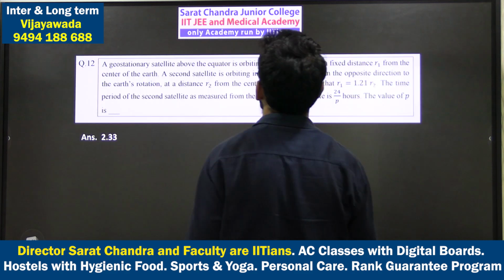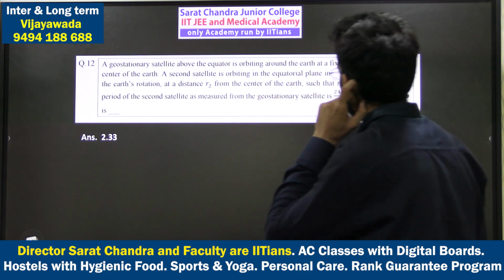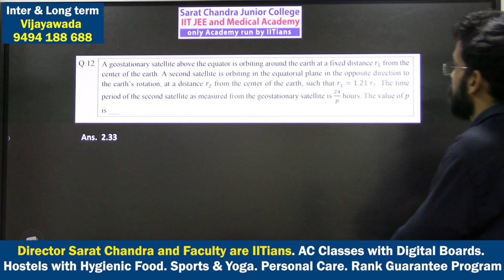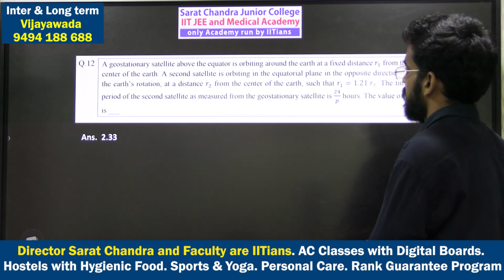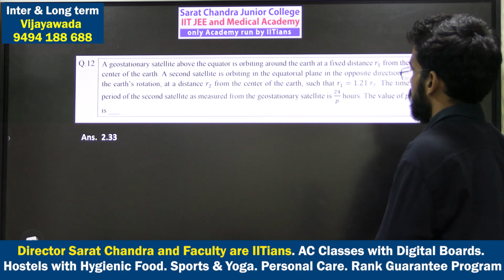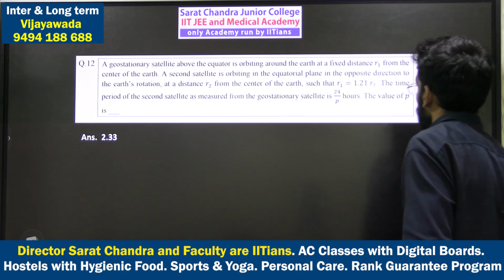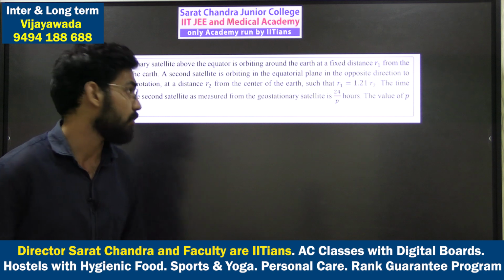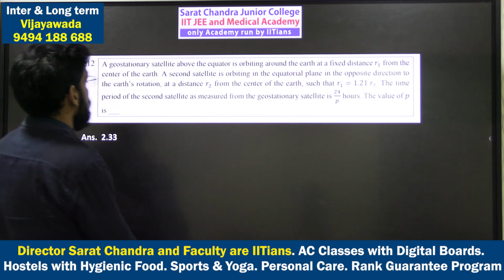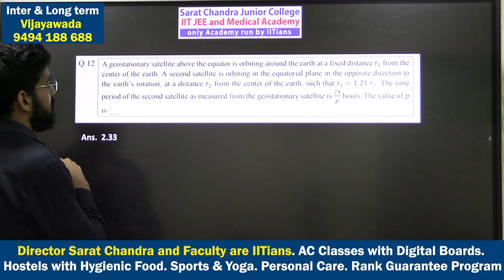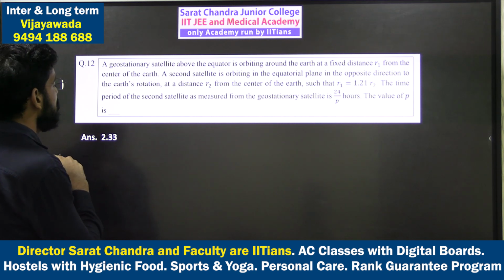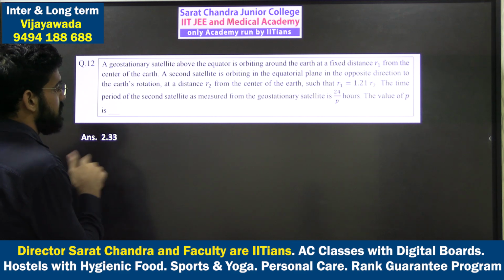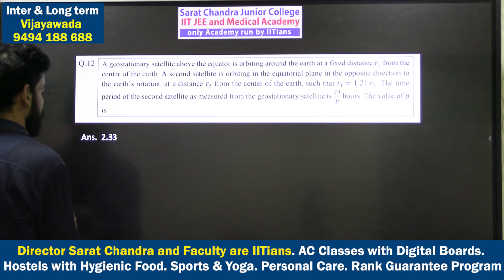Next question. A geostationary satellite above the equator is orbiting around the earth at a fixed distance r1 from the center of the earth. A second satellite is orbiting in the equatorial plane, in the opposite direction, that's important, opposite direction to the earth's rotation, at a distance of r2 from the center. R2 is smaller, R1 is bigger. The time period of the second satellite as measured from the geostationary one is this.